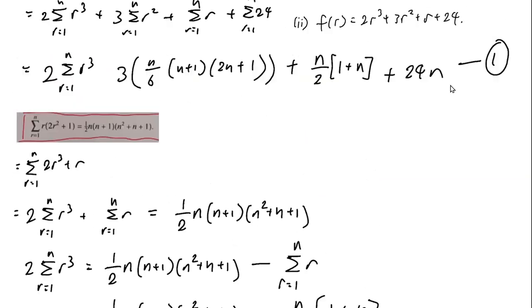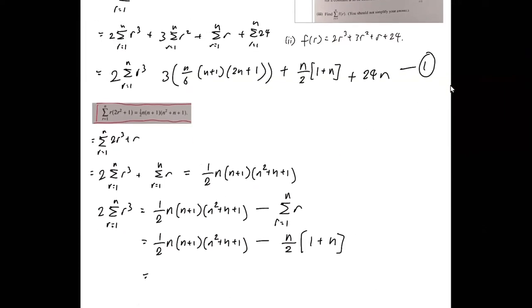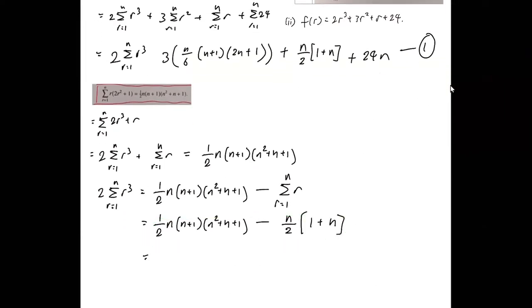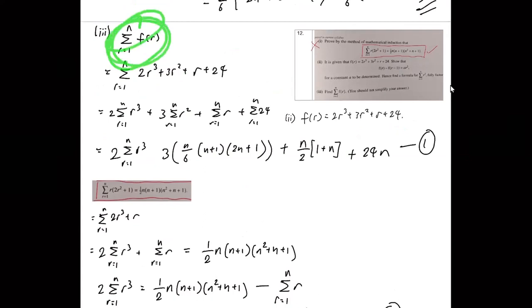Did they request for us to simplify? You should not simplify your answer. Okay, then I'm not going to simplify. I'm just going to leave it as it is. So from here, I can call this equation 2, and then I will sub 2 into 1. Which means what's on my left-hand side? Remember, this equation came from here: the top one, the summation of f(r), is what I want. And we have simplified it down to this.